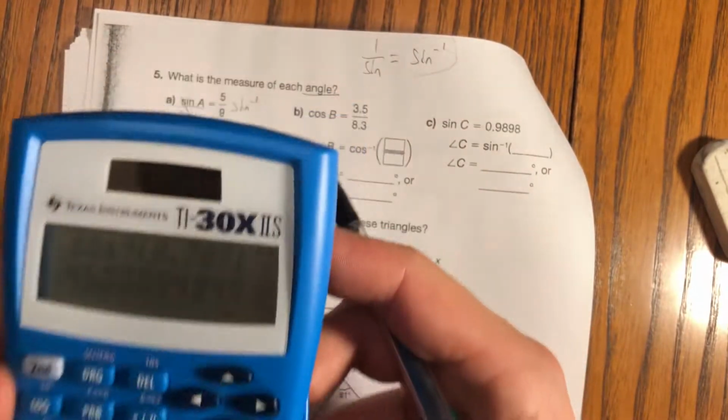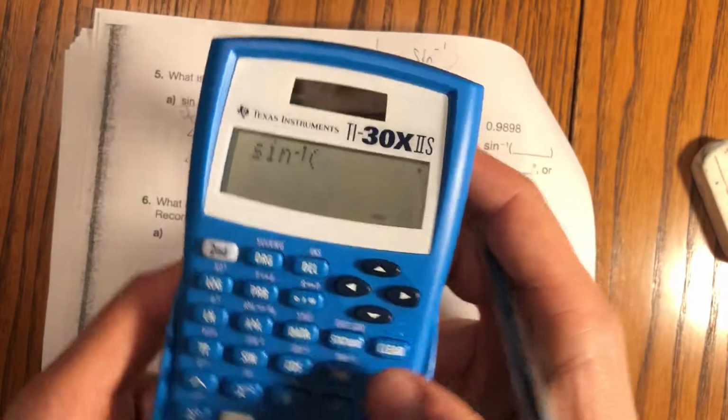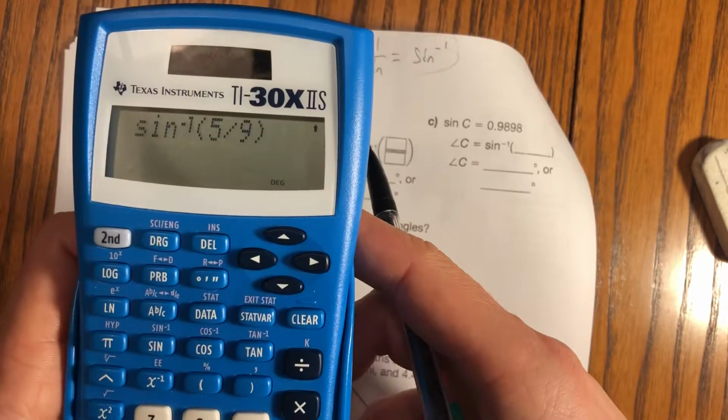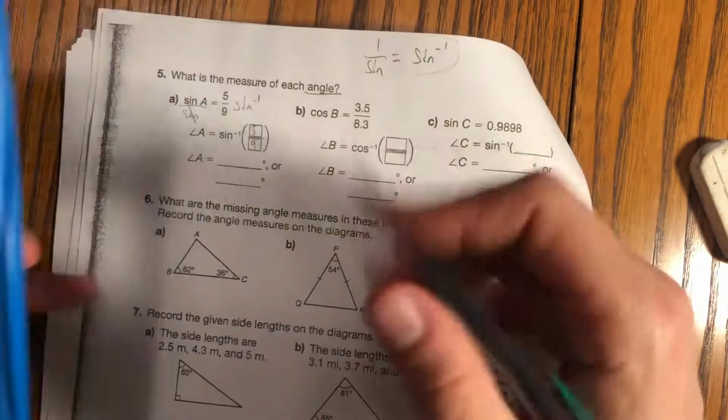So let's do that. Second function, sine, 5 divided by 9 equals 34 degrees. Let's round up.